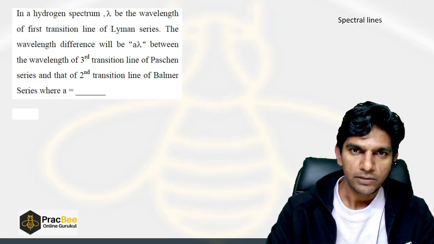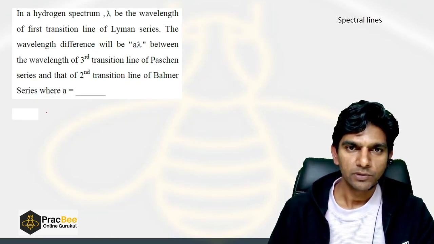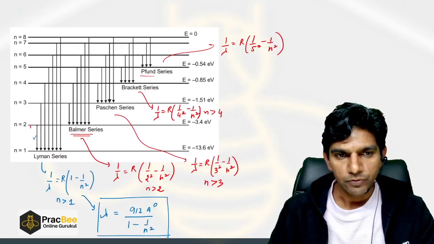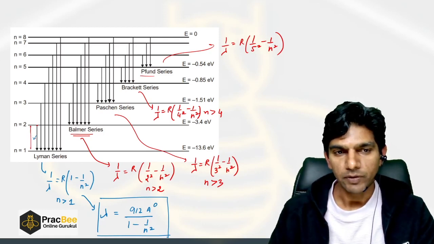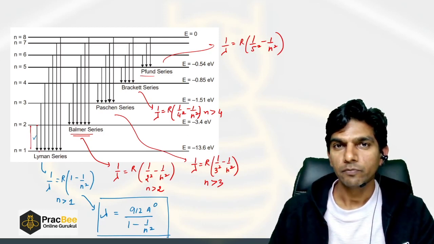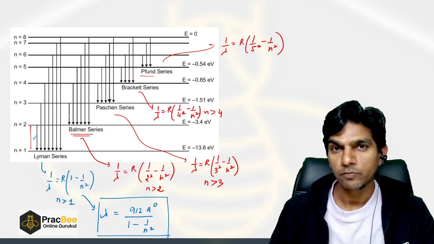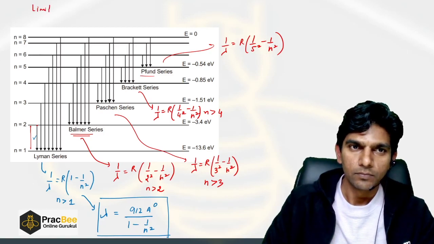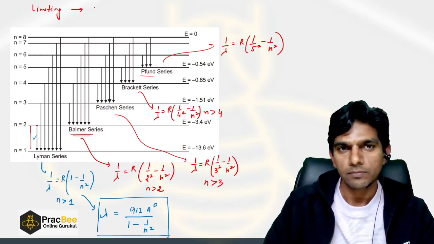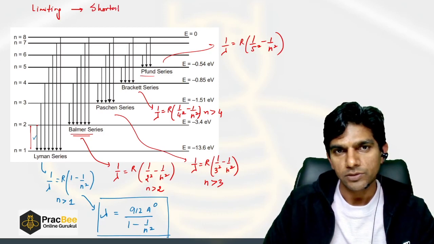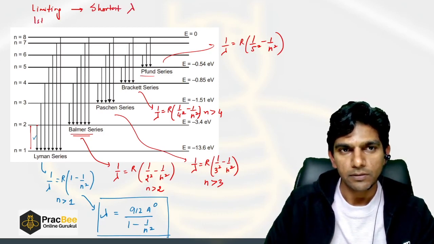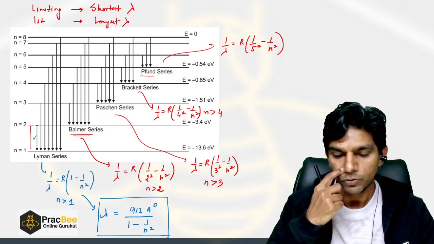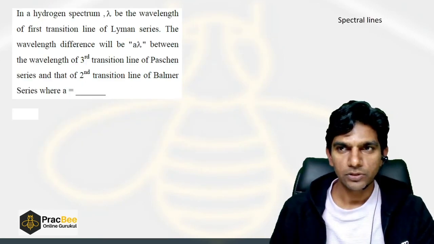Okay, so now let us quickly see the question. And one more thing I forgot to mention. Smaller the energy difference, greater the wavelength, right? So the first line will be the longest and the limiting line will be the shortest. So the limiting line gives us the shortest wavelength, and the first line gives us the longest wavelength. So do remember this. Now let us see the questions.